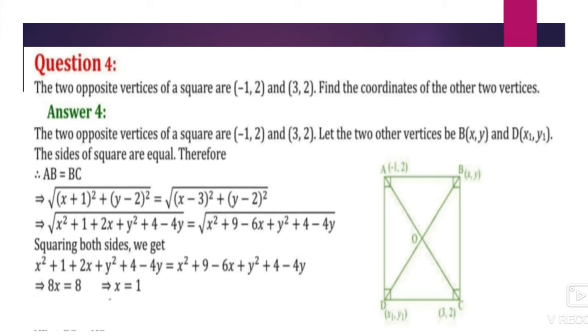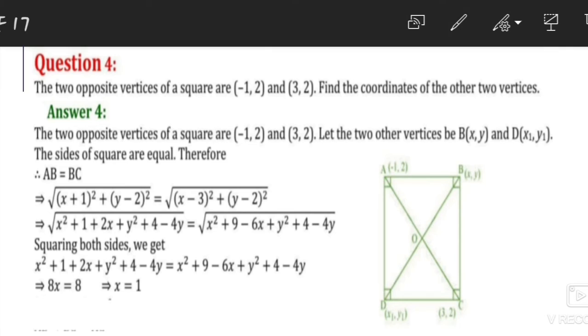Now the next one: the two opposite vertices of a square are (-1, 2) and (3, 2). Only two opposite vertices are given, so I am considering in this diagram A is (-1, 2) and C is (3, 2). Okay, the opposite vertices. That means the vertices B and D are unknown. So I am considering the coordinate of point B as (x, y) and the coordinate of point D as (x1, y1). So you have to find the coordinates of the other two vertices, B and D.